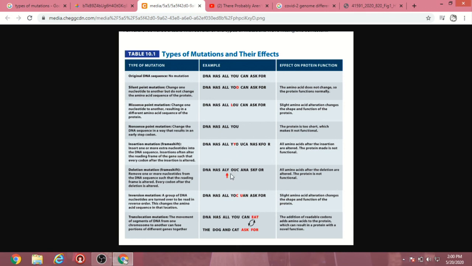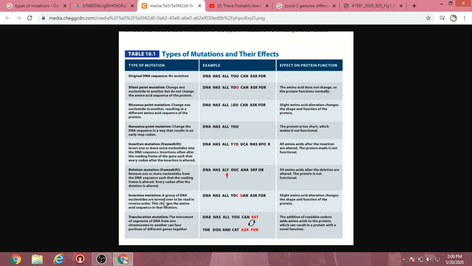If you take a nucleotide out, you still end up with a frame shift mutation where, again, everything down the line now does not make sense because the first letter of this word is now the last letter of this word and so on. So everything got shifted over. And because DNA is read 3 nucleotides at a time, frame shift mutations are terrible. Insertion and deletion cause frame shift mutations.